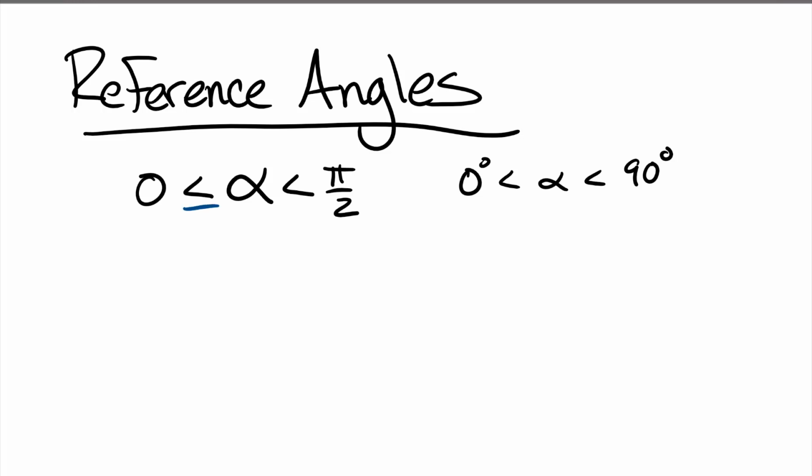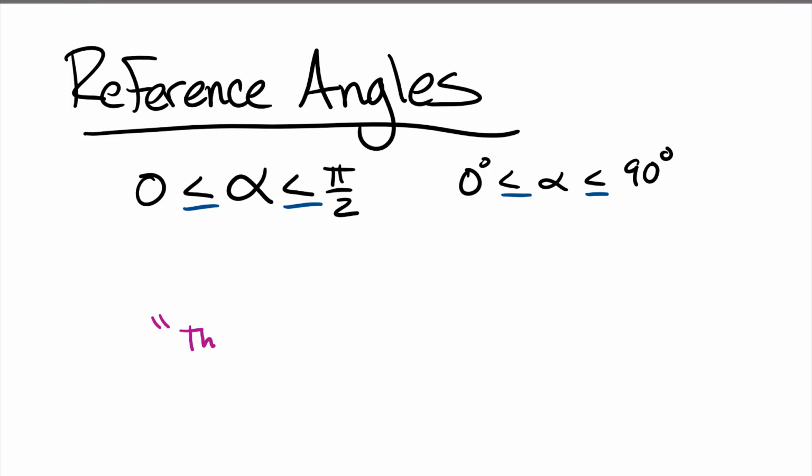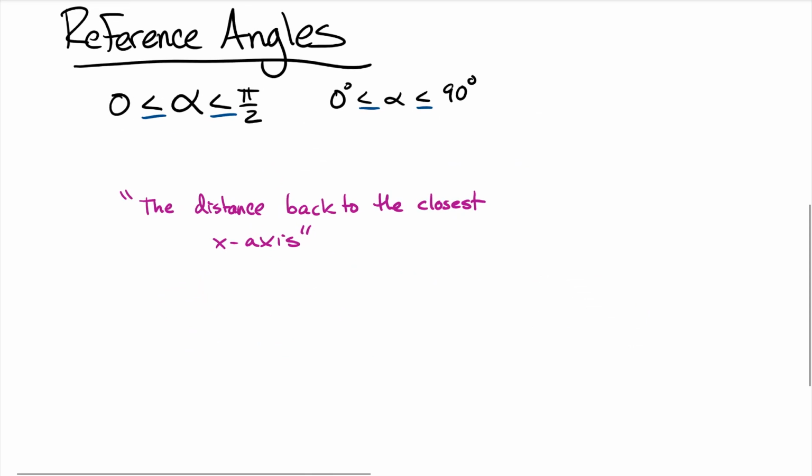I add this. So while technically incorrect, this is going to be excellent for finding our answers. So this is my crappy way of writing it for a reference angle. Oops, let me change my font. I call it the distance. There's no distance. Back to the closest x-axis. Like, what? The distance back to the closest x-axis. So let's draw some angles in real quick.